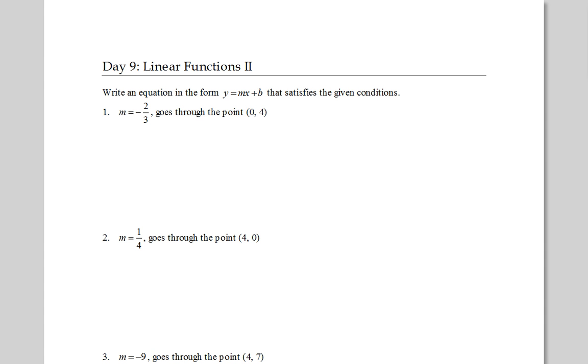So day 9 is the exact same stuff. We're just going to be in different situations, and we'll build equations using the 3 formulas on the whiteboard, and we will convert to general form where necessary.